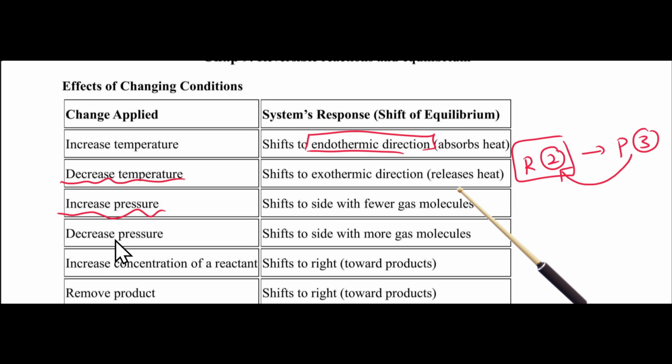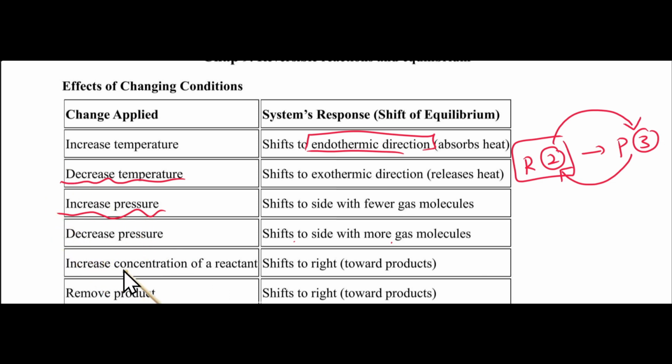But if you decrease the pressure, the shift will move towards the side with more gas molecules. So if you decrease the pressure, it will move towards the right direction, towards the product side. So these concepts you have to remember, what will be the effect of increasing or decreasing the pressure at the equilibrium stage.